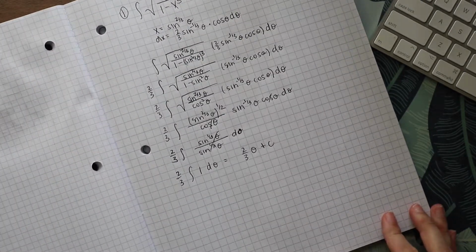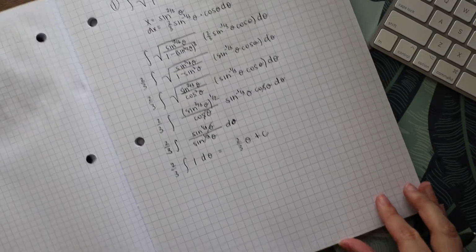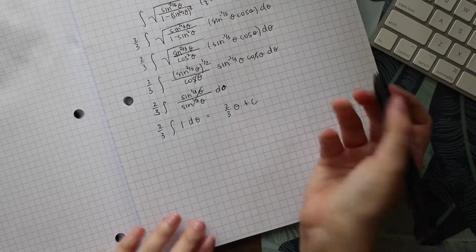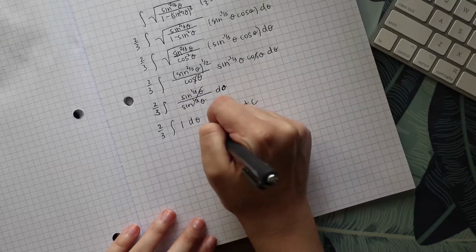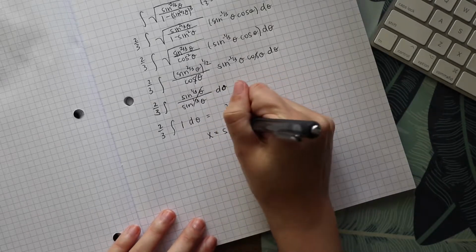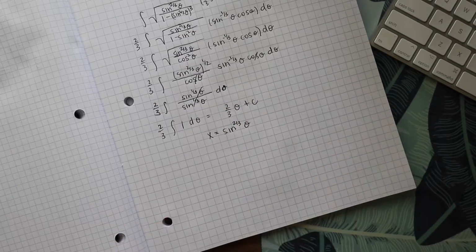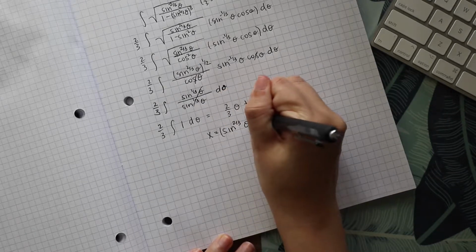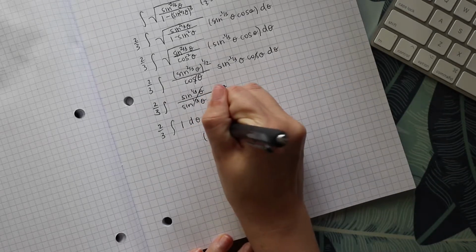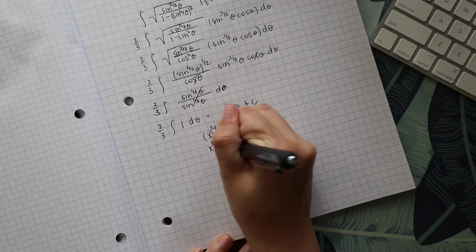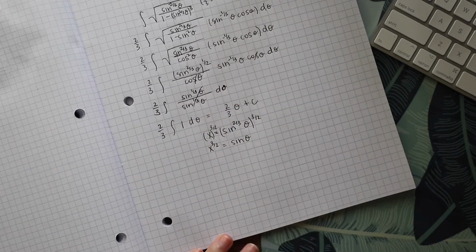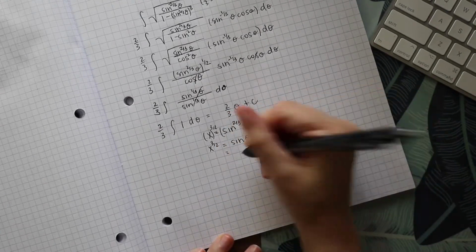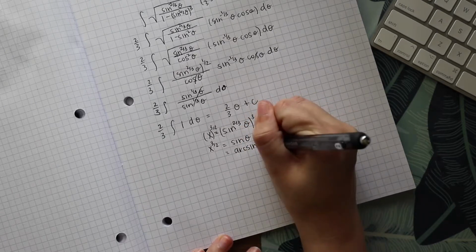Okay, now that we're here, the only thing we have left to do is replacing our theta. So our original substitution that we made was x equals sine raised to the 2/3 theta. And now we just need to solve for theta. So first I'm going to raise both sides to the 3/2. And to solve for theta now, we just need to take the sine inverse or the arcsine of both sides.